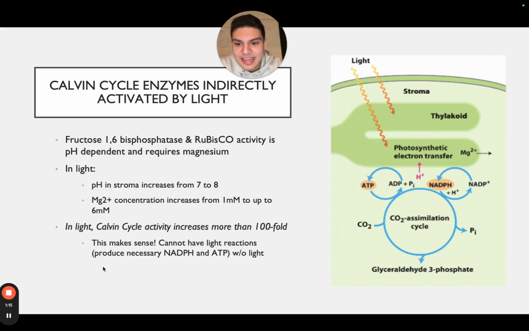And then in light, the Calvin cycle activity increases more than 100-fold. And this makes sense, though, because you can't have the light reactions without light, and if you don't have the light reactions occurring, then you won't have sufficient NADPH and ATP. So it just wouldn't make sense to go through the Calvin cycle if you don't have the energy in the first place.